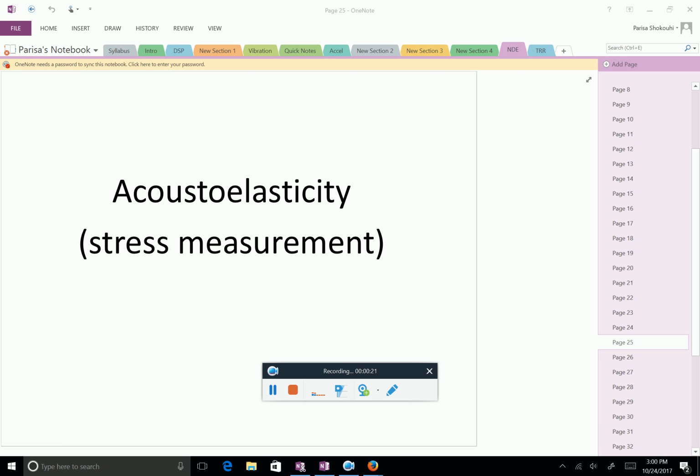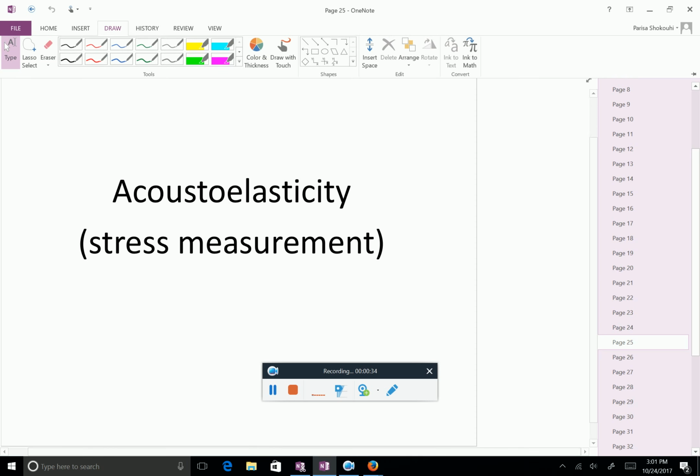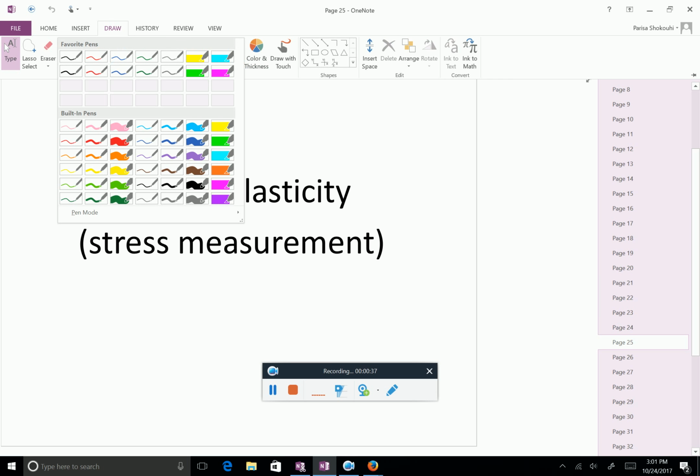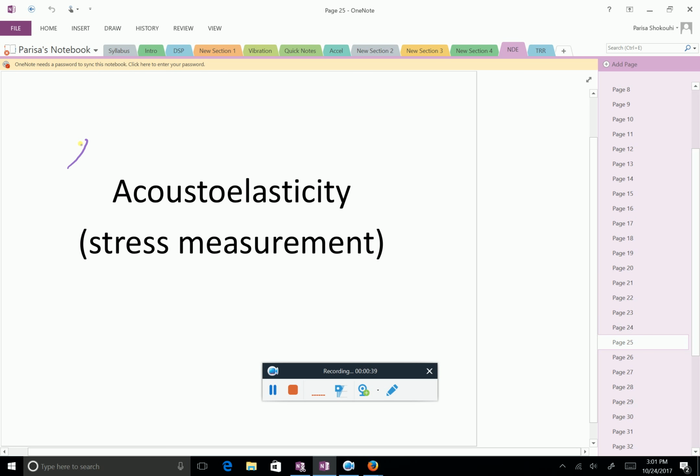Anurup? Stress dependency. Stress dependency of? Ultrasonic wave velocity, exactly. So if anyone ever asked you to just define this term, all you have to say is, whenever you hear acoustoelasticity, you are talking about a stress dependency of ultrasonic wave velocity.